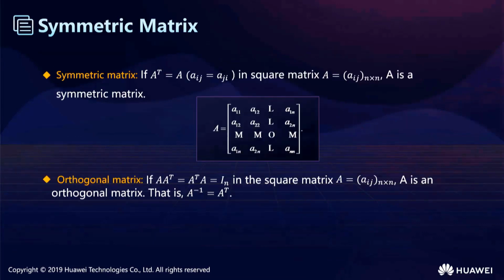Let's talk about the symmetric matrix. If a matrix is equal to its transposed matrix, it is a symmetric matrix. If the transposed matrix is equal to its inverse matrix, the matrix is called an orthogonal matrix, so the transposed matrix multiplied by itself is equal to the identity.